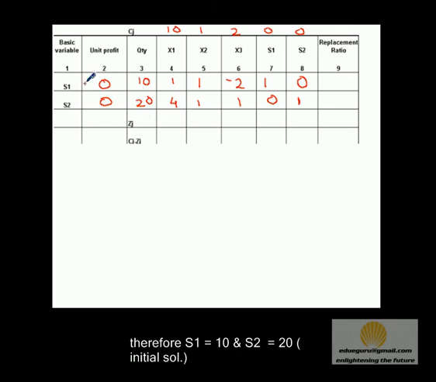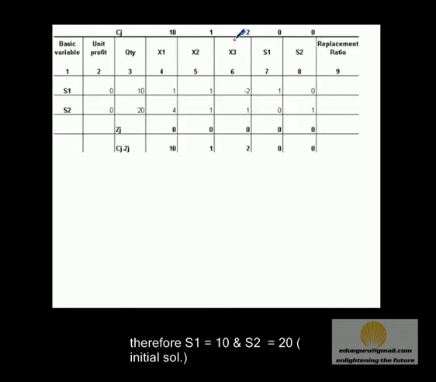So Zj is this column multiplied by the rest of the columns, so it is 0 for all the cases. The total profit is 0 for the time being, and this is Cj minus Zj, so ultimately it will give you this result. So the picture will look something like this.